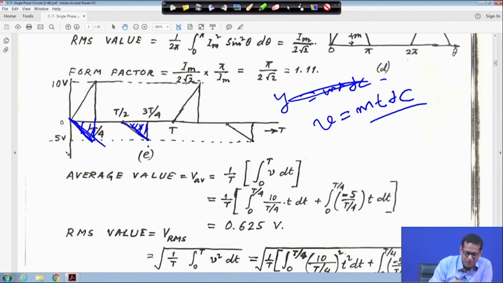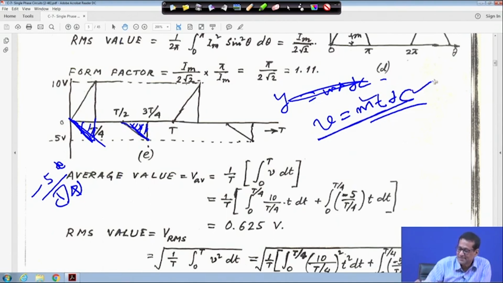In that case its slope will be minus 5 divided by t by 4. This is just for the mathematical computation, because if you want to find y equal to mx plus c, that is v equal to mt plus c, then you have to obtain m and c. Because this is one coordinate and this is another, you have to put them in and solve for m and c. No need. Just from the symmetry, you bring this portion to here, as if it is passing through the origin, although in reality it is not. So in that case the slope will be minus 5 into t by 4.